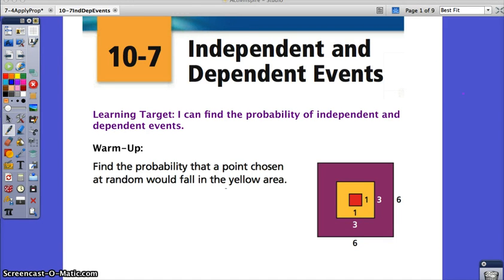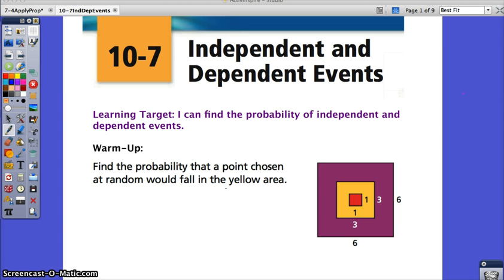So now that you know how to find the experimental and theoretical probability of one event, let's build on top of that idea and learn how to calculate the probability of independent versus dependent events. So when you have compound events, or more than one thing occurring.